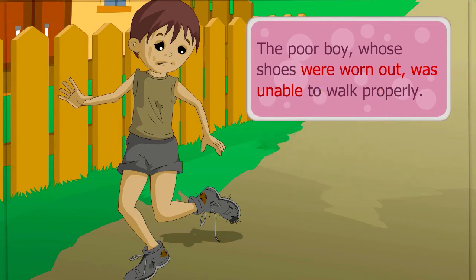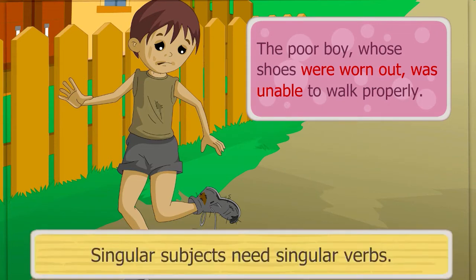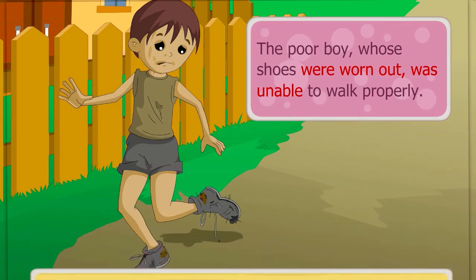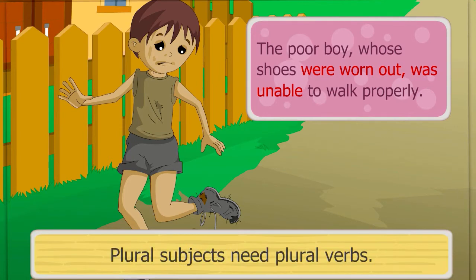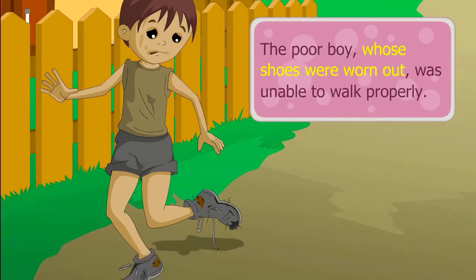In subject-verb agreement, a verb must agree with its subject. Singular subjects need singular verbs. Plural subjects need plural verbs. Let us look at the sentence again. The poor boy whose shoes were worn out was unable to walk properly.